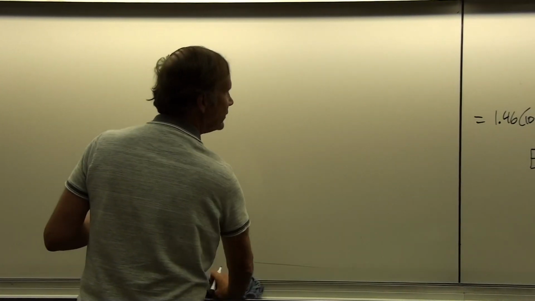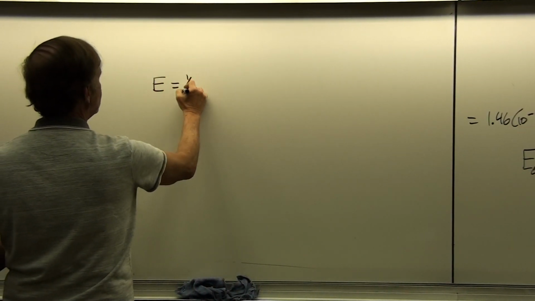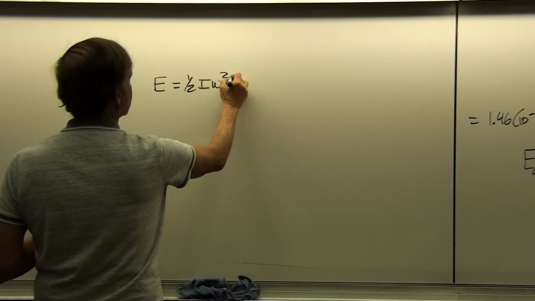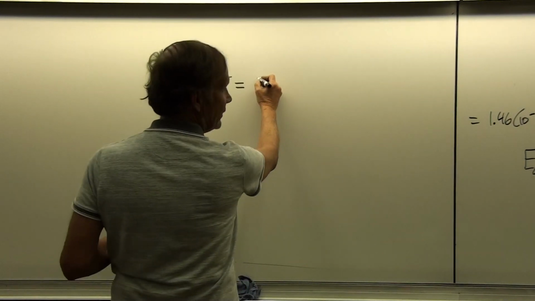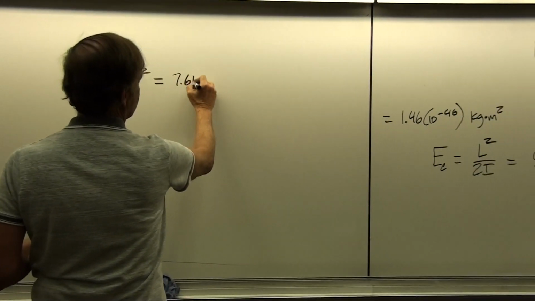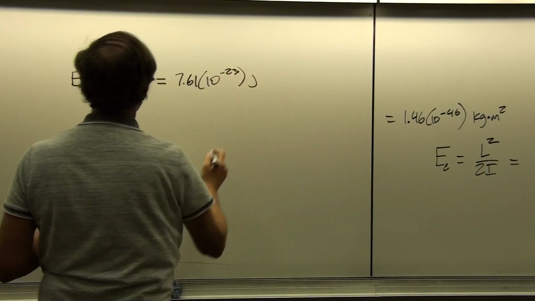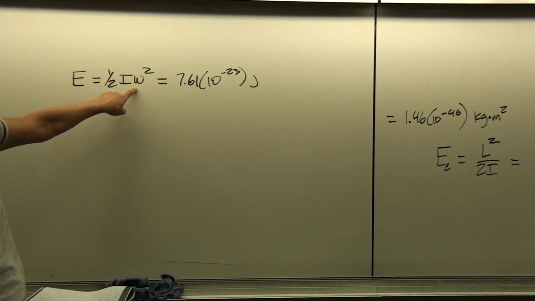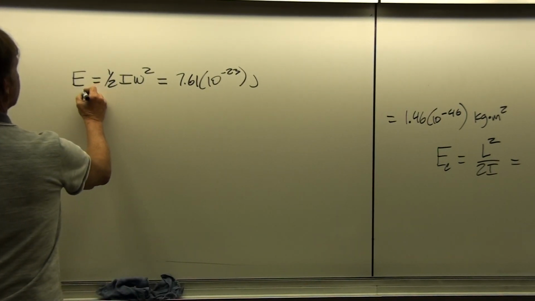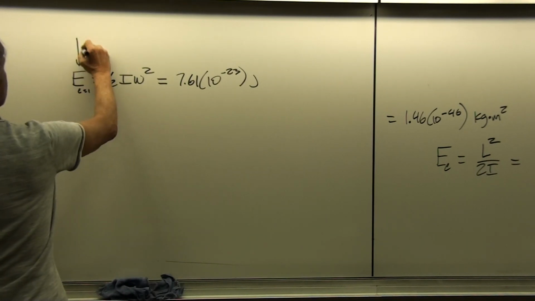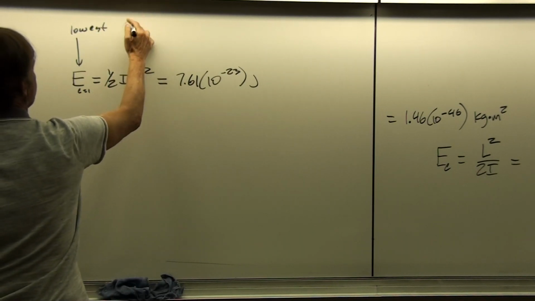rotational velocity is, then we can just set the total energy equal to 1/2 I omega squared. Set that equal to our minimum value here, which is 7.61 times 10 to the minus 23 joules. In this case, I'm not writing it as L squared over 2I, but 1/2 I omega squared. And so this is for L equals 1, which is our lowest vibrational energy state, or rotational, sorry.